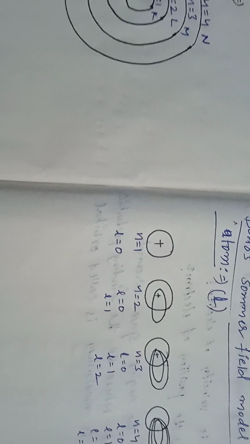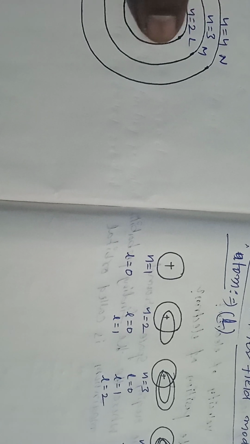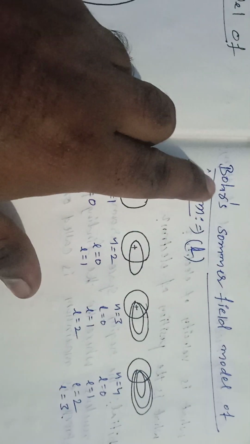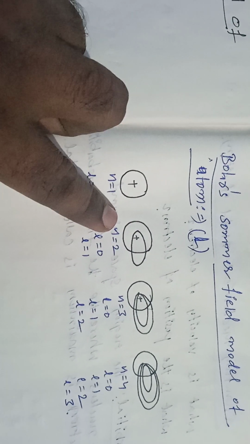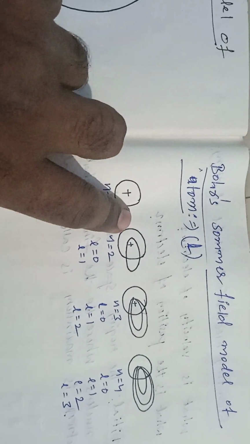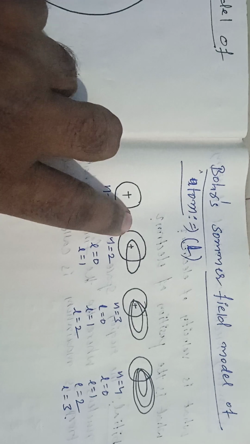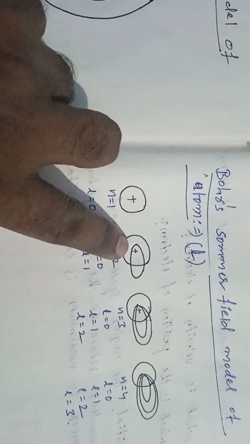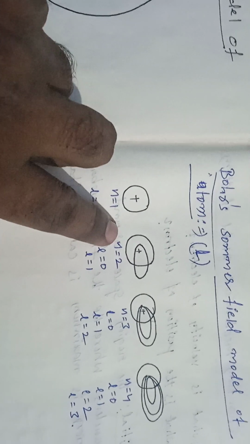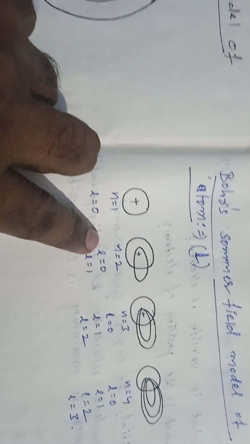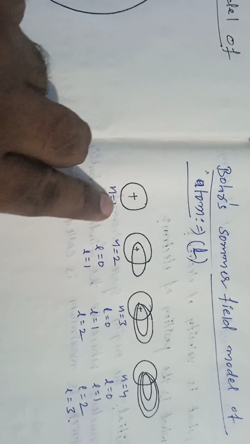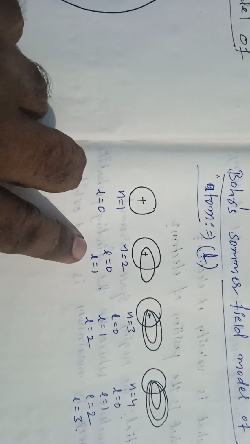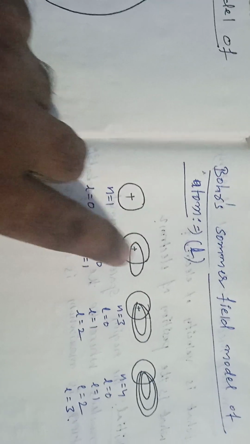Then he took the second circular orbit from Bohr's model. He added one elliptical orbital. n is equal to 2 means 2 l values. So l is equal to 0, he could not add any elliptical orbital to the first circular orbit of Bohr, and l is equal to 1 means he added one elliptical orbital to the second circular orbit of Bohr.